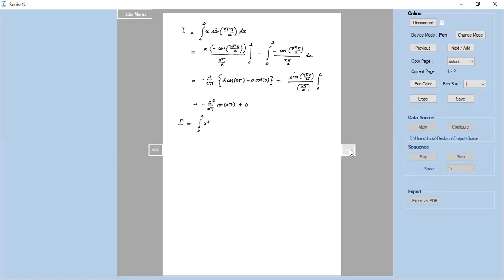Anybody has already got this answer? Chetan, does it match yours? Yes, ma'am. First term matches.